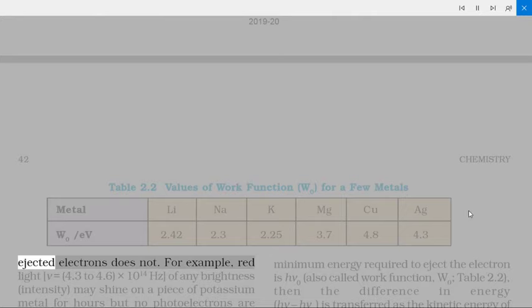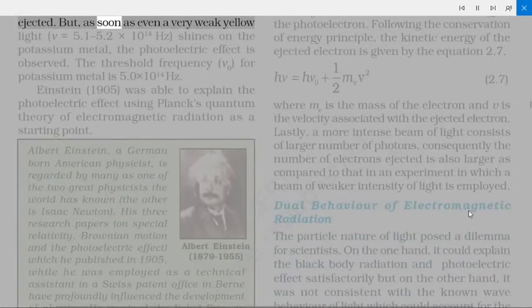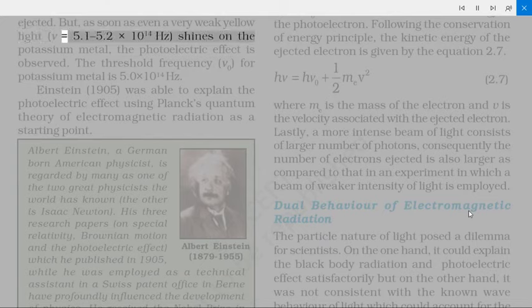For example, red light, ν = 4.3 to 4.6 × 10^14 Hz, of any brightness (intensity) may shine on a piece of potassium metal for hours, but no photoelectrons are ejected. But as soon as even a very weak yellow light, ν = 5.1 to 5.2 × 10^14 Hz, shines on the potassium metal, the photoelectric effect is observed. The threshold frequency, ν0, for potassium metal is 5.0 × 10^14 Hz.